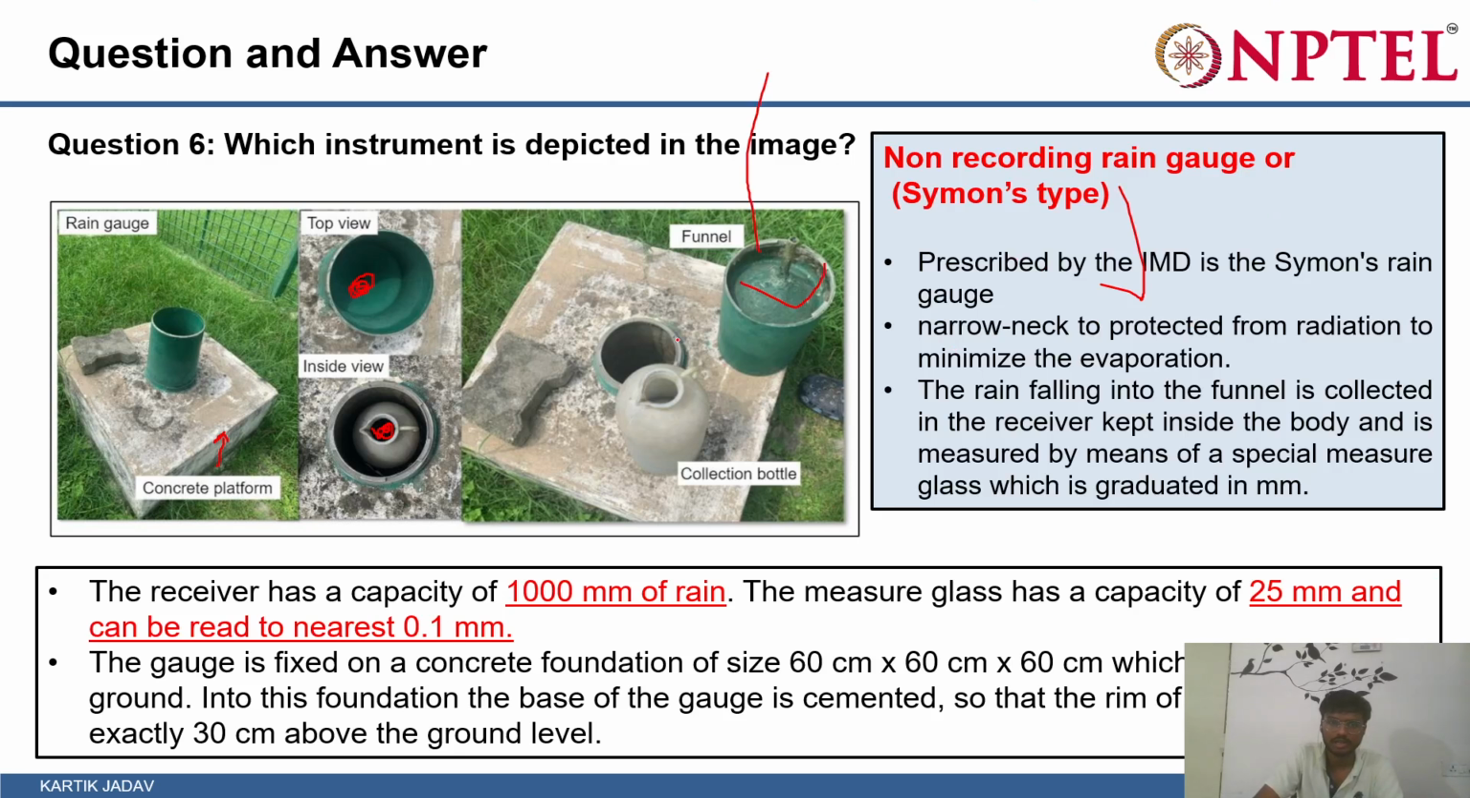It should be far away from any obstruction, at twice the height of the obstruction or a minimum of 30 meters. It basically collects 1000 mm of rainfall, with a measuring glass capacity of 25 mm, and the accuracy of this rain gauge is 0.1 mm.